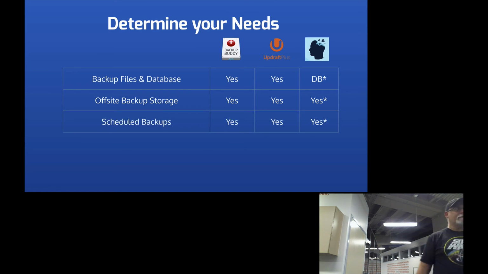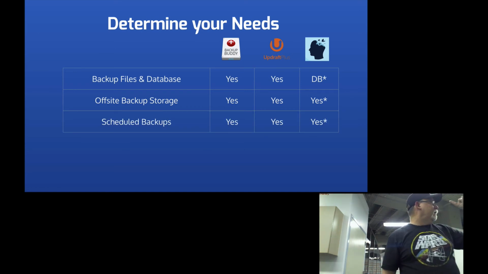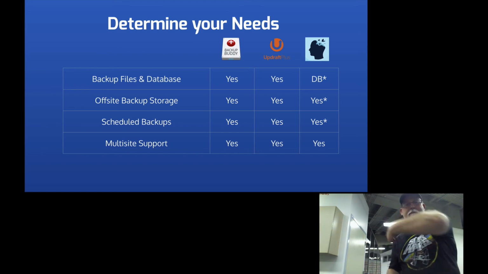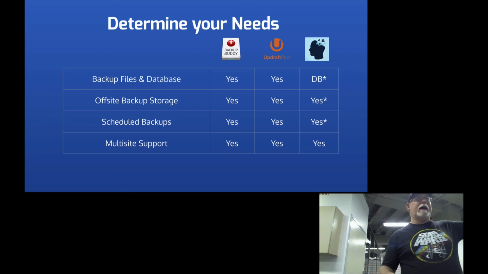Do they do scheduled backups? All three of them do. The last one does it through the WordPress CLI, the command line interface, with cron jobs. Do they have multi-site support? All three of them do. So you can do network backups. You can do backups of one site out of a network. DB Migrate Pro allows you to actually take a site out, put a site in, do all kinds of little fun stuff like that.